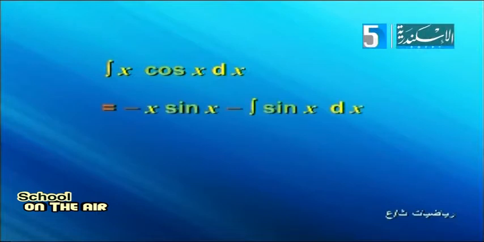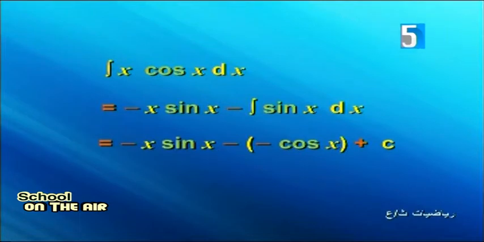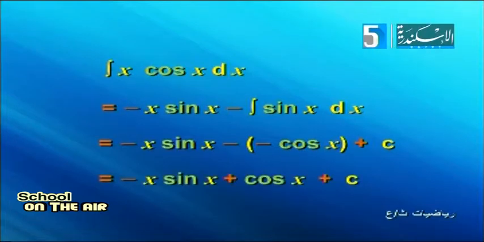Then the integration of x cosine x dx equals x sine x minus integration sine x dx, equals x sine x plus cosine x plus constant c.